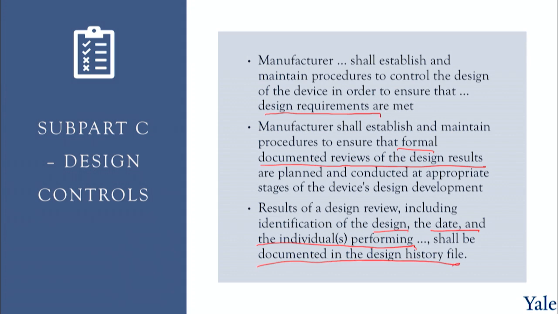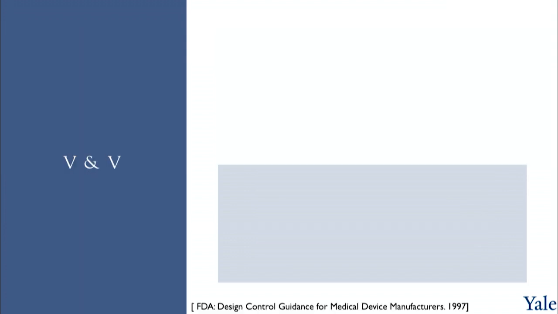So this is the heart of the matter. We have to have procedures for everything, including procedures to review and to document the process. What does the process of design controls look like? The FDA provides us with a schematic.